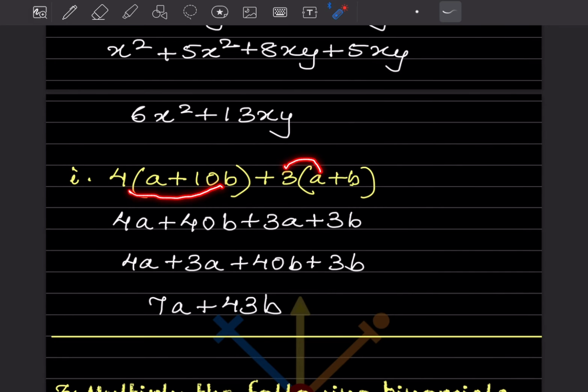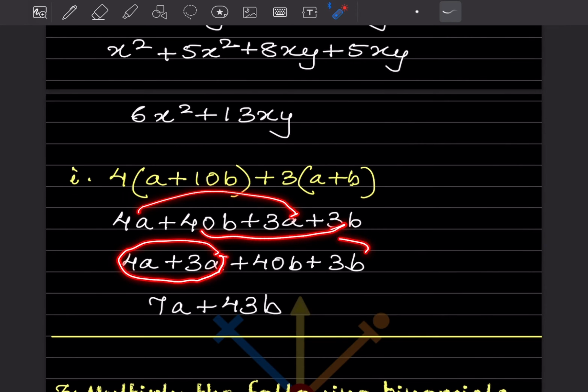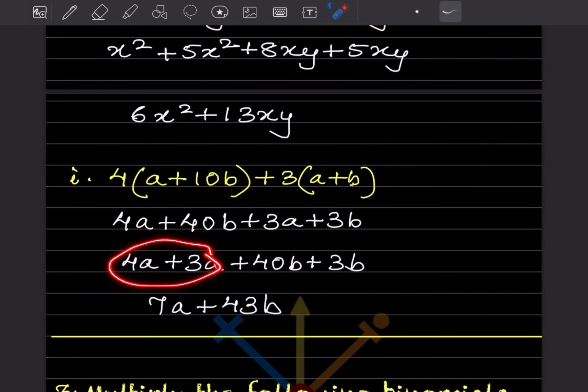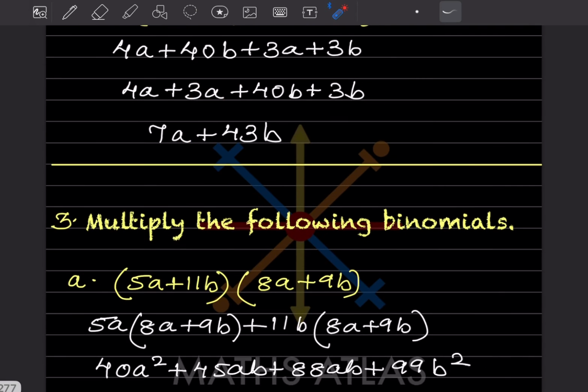Again, now this together and this together, so this will be 4a plus this 40b, and this is going to be 3a, and this will be 3b. So this and this together, and this together, so that will be 4a plus 3a, and this is going to be plus 40b plus 3b. So this will be 7a, and this is going to be 43b.